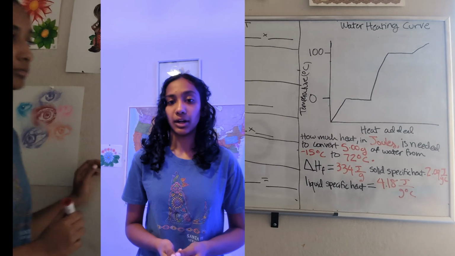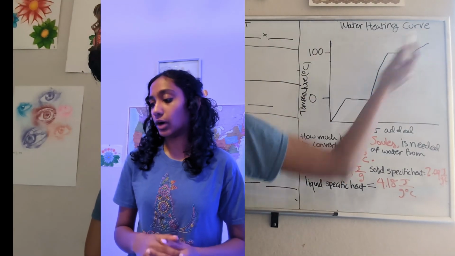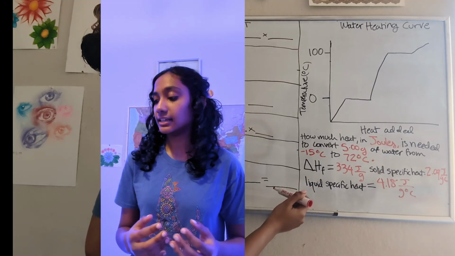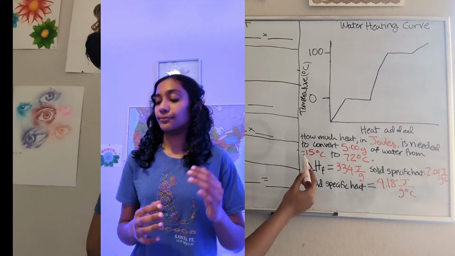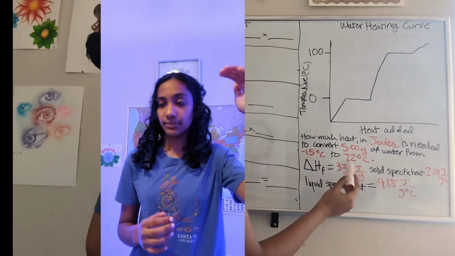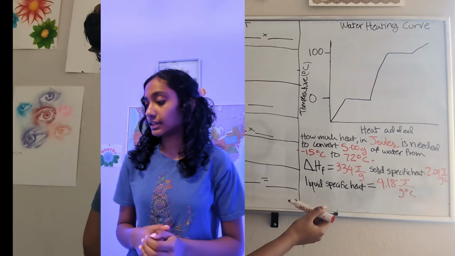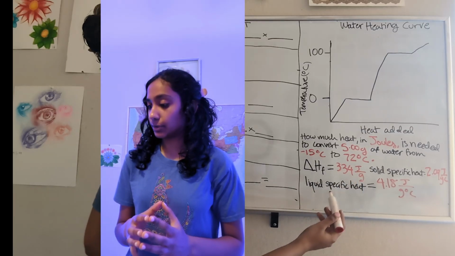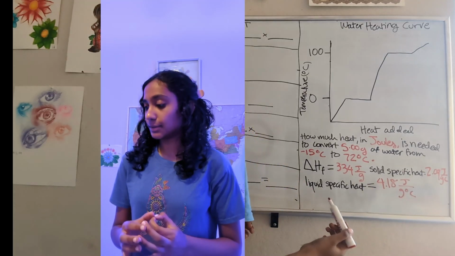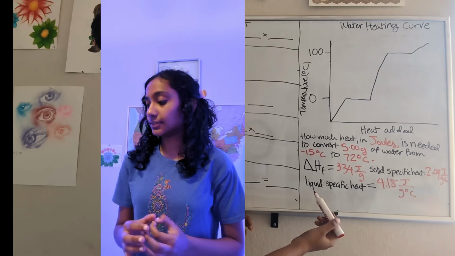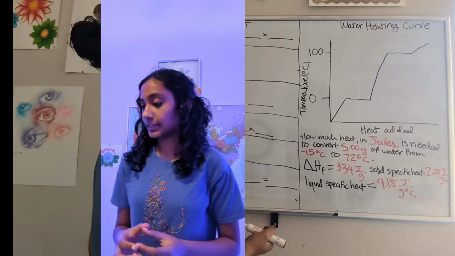Now, let's try to solve a problem with the heating curve. This problem gives us a heating curve for water and asks us how much heat in joules is required to heat up 5 grams of water from negative 15 degrees Celsius to 72 degrees Celsius, assuming that the water's enthalpy of fusion is 334 joules per gram, its specific heat as a solid is 2.09 joules per gram degree Celsius, and its specific heat as a liquid is 4.18 joules per gram degree Celsius.